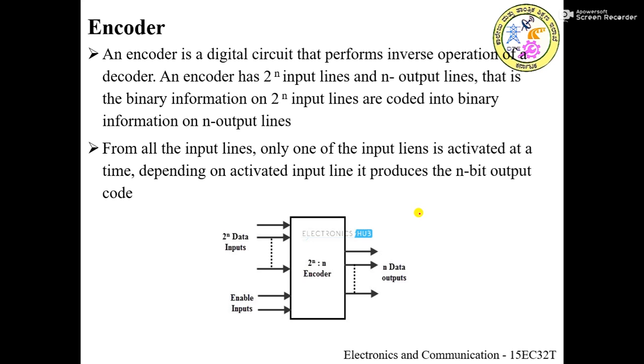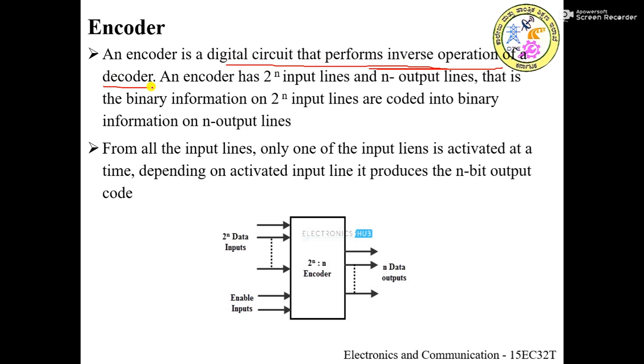The next combinational logic circuits that we are going to study are encoders. The encoders are the digital circuits, or the combinational logic circuits, which perform the inverse operation of a decoder.